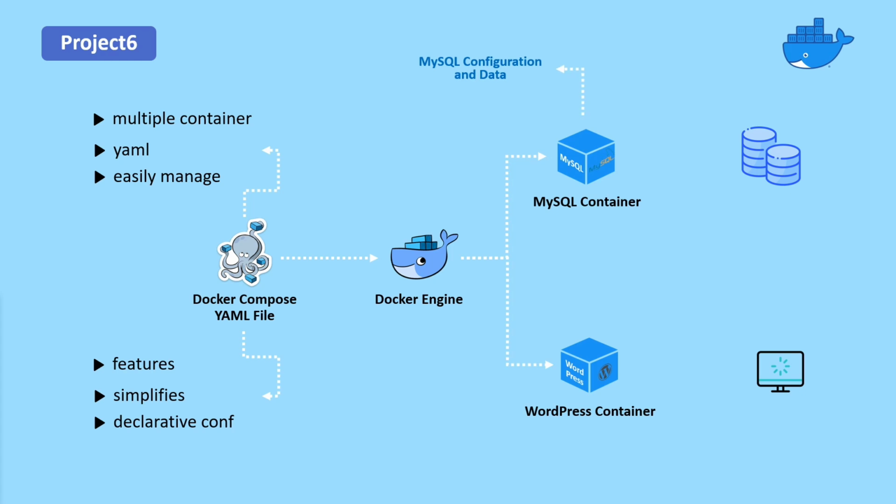This includes the configuration settings and data files for the MySQL server such as root password, database name, user, and password. And next comes the WordPress configuration and files. This includes the WordPress site configuration and files such as theme, plugins, media files. And they are stored in the WordPress image used by the container.